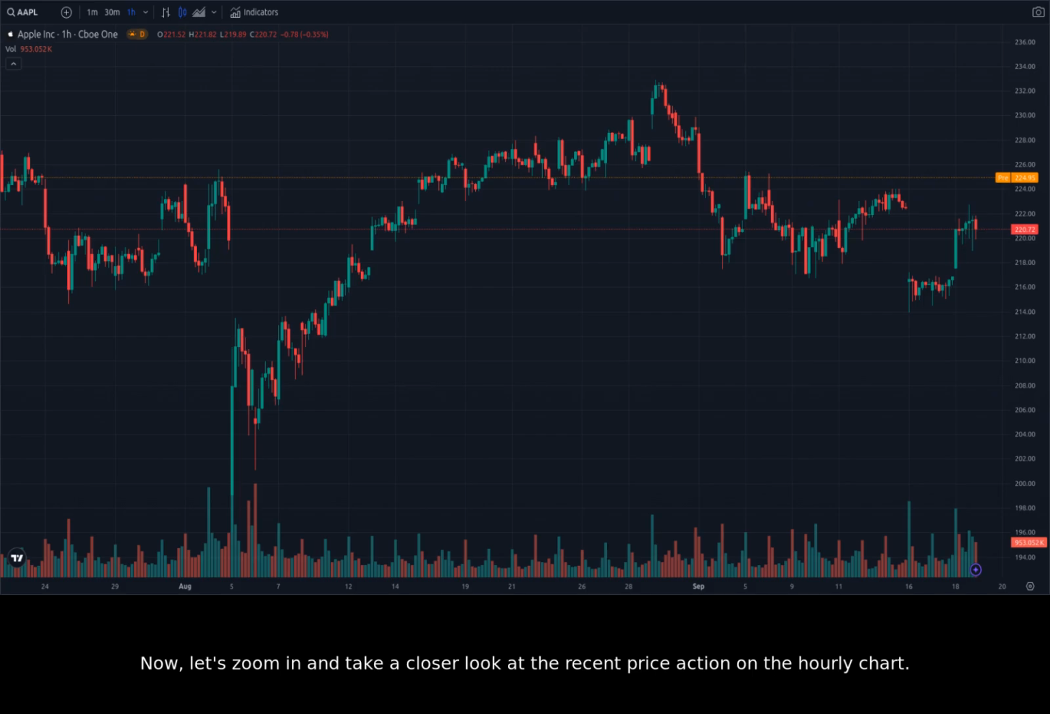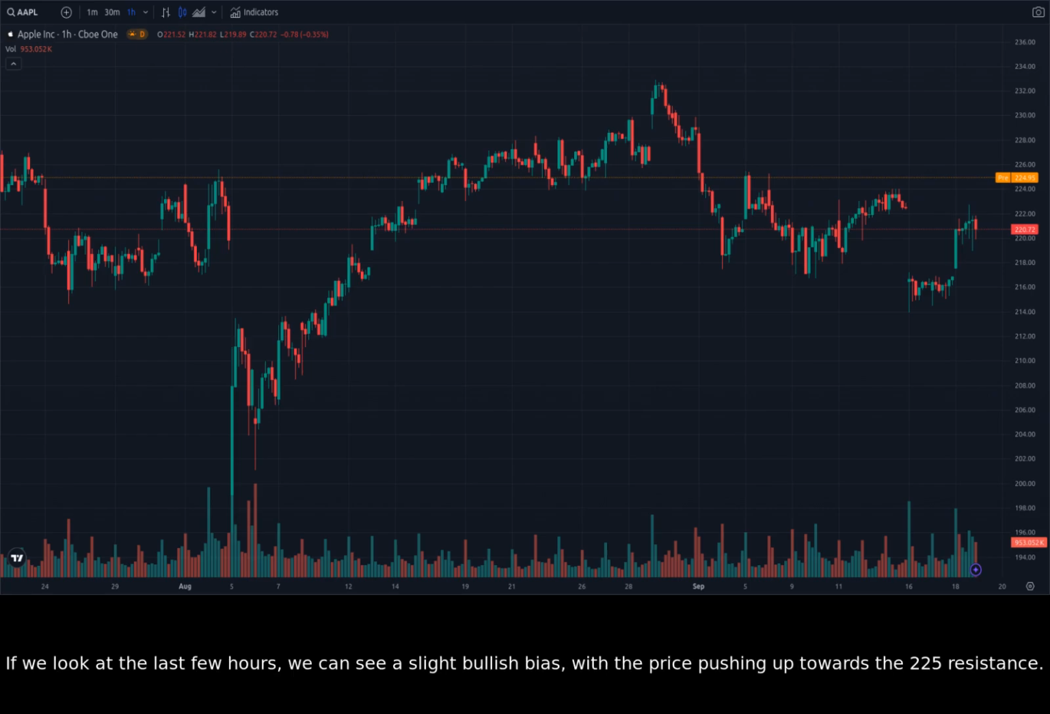Now, let's zoom in and take a closer look at the recent price action on the hourly chart. The hourly chart shows that Apple stock has been consolidating over the past few days. We can see a range-bound pattern, with the price fluctuating between 220 and 225. This consolidation could be a sign of indecision in the market, with buyers and sellers battling for control. It's also possible that this consolidation is just a temporary pause before a breakout in either direction.